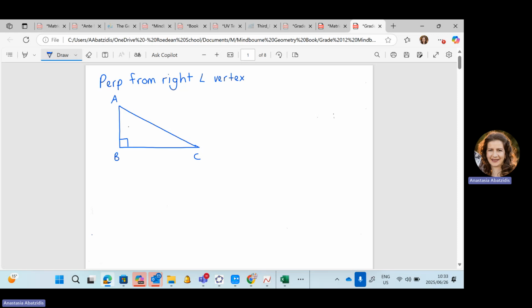Okay, right angle vertex. So what happens here? We've got a right angle triangle. This is specifically for a right angle triangle. From the right angle vertex, from B, I am going to drop a perpendicular. Hence, perpendicular from right angle vertex. It doesn't look very perpendicular, sorry.